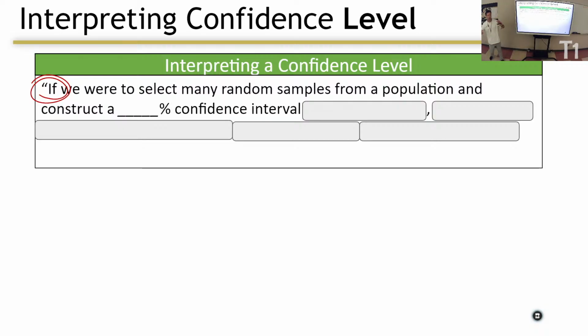Okay, again, how you want to say this is going to be different. I can shorten this up by quite a bit. If I did this over and over again, if I use this same process and got many confidence intervals.